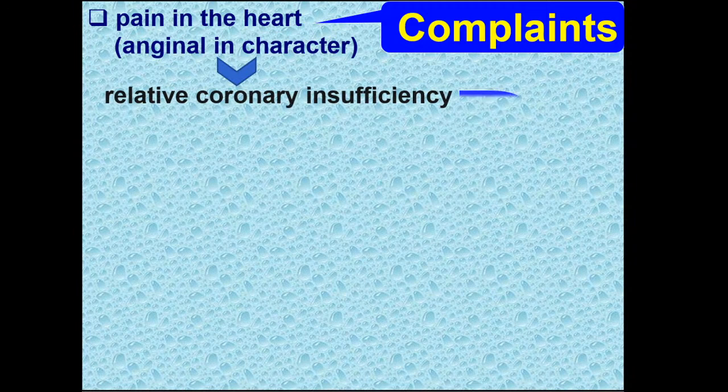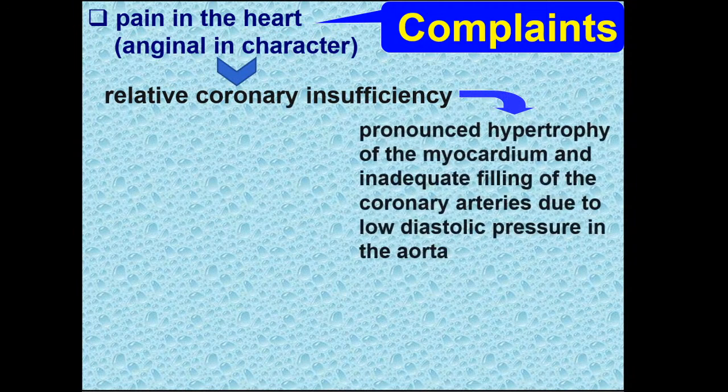And first of all, the heart. The patient feels heart pain like angina pectoris due to relative coronary insufficiency, because the heart hypertrophies to compensate ejection of blood, but due to the problem with low diastolic pressure there will be inadequate filling of the coronary arteries, because coronary circulation depends on diastolic blood pressure, which becomes insufficient.